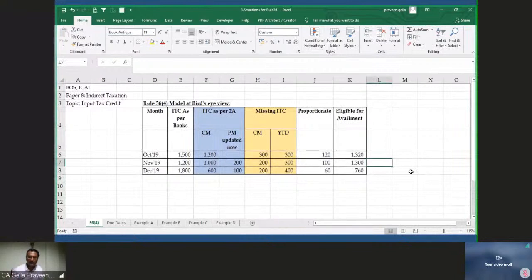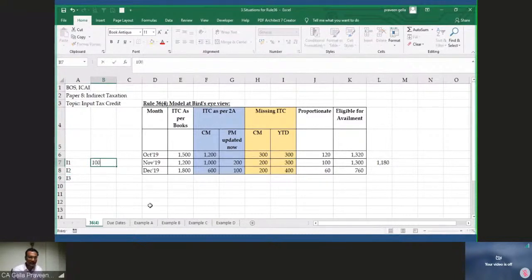Technically, look at my formula. Technically, 1000 rupees for the current month, what is appearing, plus proportionate credit as per rule 36(4), 100 rupees, plus whatever is appearing for the previous month minus what I have already taken proportionately. Already I have taken 120 rupees. In October, out of 300 rupees, I have taken 120. Now 200 rupees is appearing. So out of 200 which is appearing in the portal, I'll minus 120 and I'll take 1180.